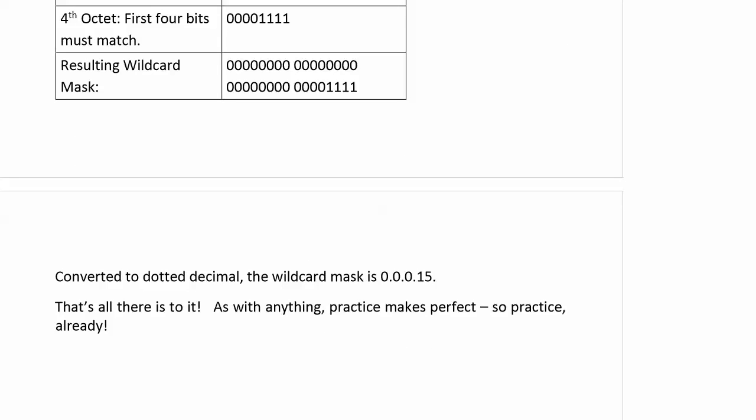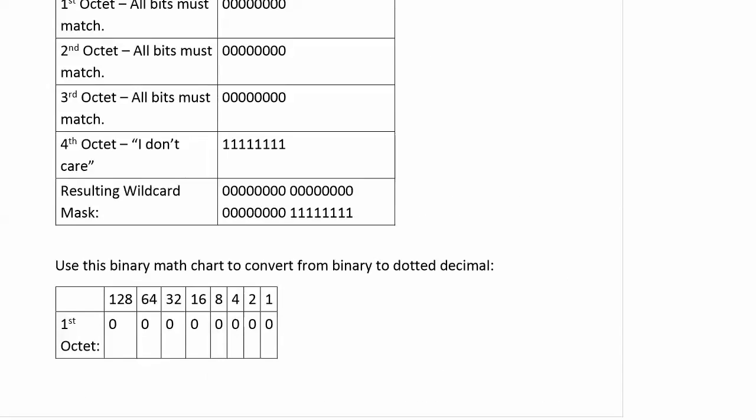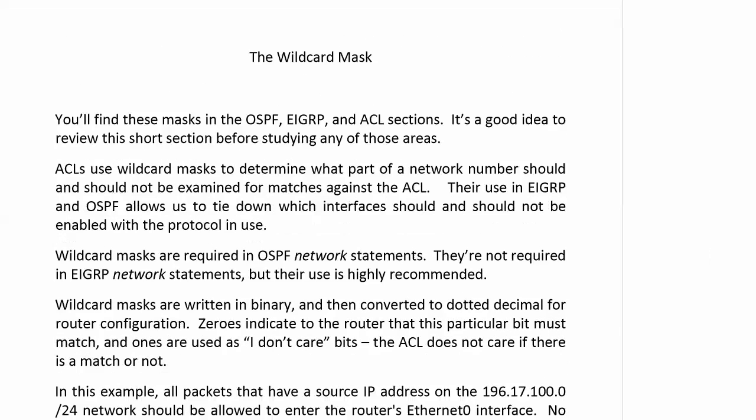And as with anything, practice makes perfect, so practice already. This is the kind of thing, again, when you've got 5 minutes here, 10 minutes there, even at home, even at work, if you're taking a little authorized break, of course, just get a piece of paper and just start writing some of this stuff out. If I had this interface, and I wanted to enable it with OSPF, and this one, what would the wildcard mask be? Getting a little bit of practice here and there like that really does pay off at the end of the day and at the end of your exam.